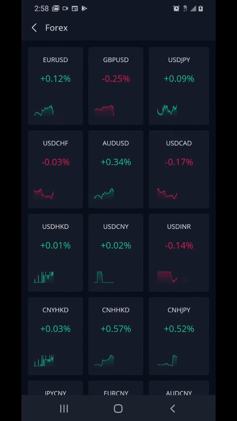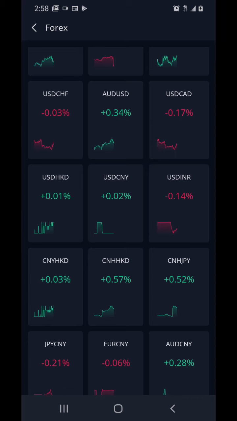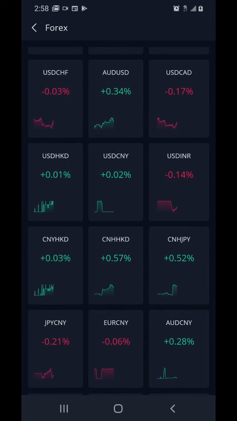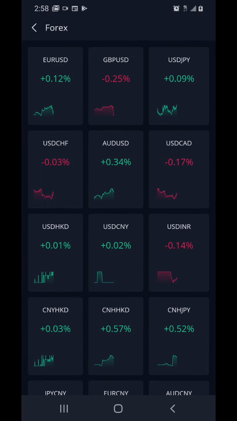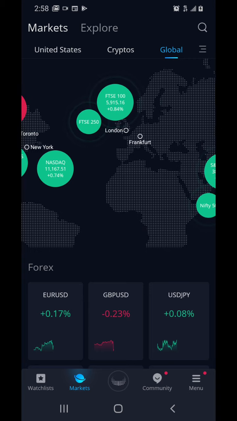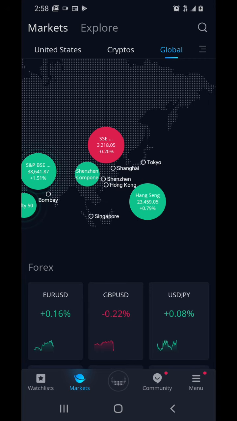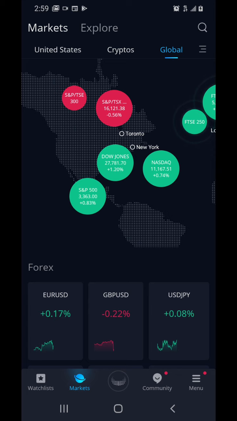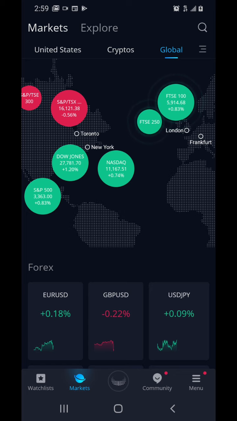So we'll go through them one through ten. As far as the forex currency regimes, we're looking at a slightly lower Nasdaq, definitely.